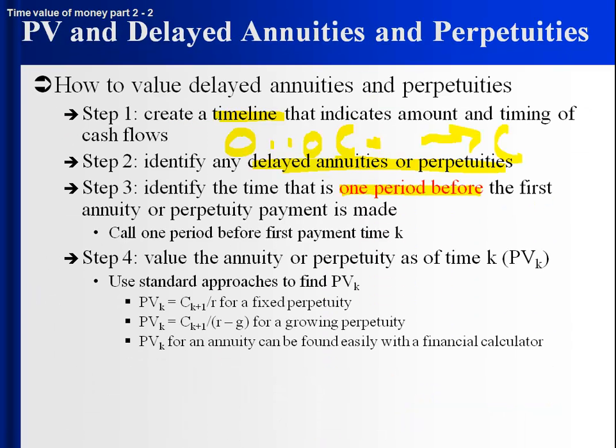Step 4, we want to value the annuity or perpetuity as of time K. If it's a fixed perpetuity, it's just whatever that cash flow is that starts in one period, and it's going to be that forever and ever. So as of time K, the value of that perpetuity is C_{K+1} over R. If it's a growing perpetuity, it's C_{K+1} over R minus G. And for an annuity, we can figure out the next payment is in one period, how many payments there are, what the rate is, and we can get the value. Again, notice it's labeled here as PV at time K.